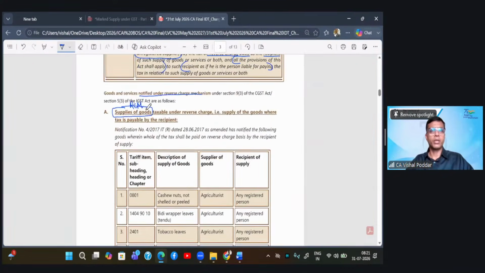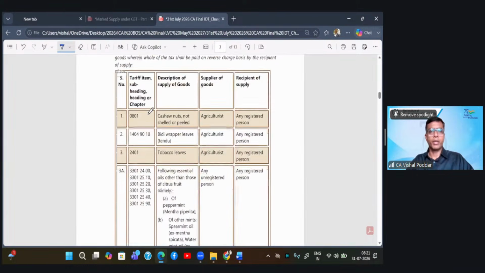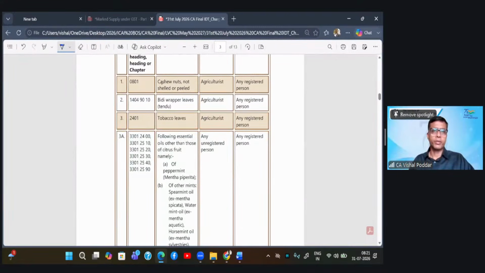Now, firstly, we are seeing the list of those notified supplies of goods which are under RCM. Now, what are these goods? First is cashew nuts, with the outer covering or not, that makes no difference. Second is tendu leaves, the ones used to make BD. The BD content, which is the tobacco, is rolled in some leaves. Those leaves are called BD wrapper leaves or tendu leaves. Similarly, the tobacco leaves which are used to make tobacco.